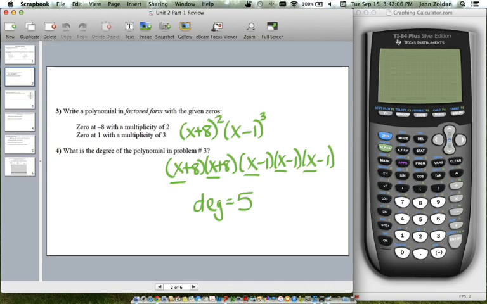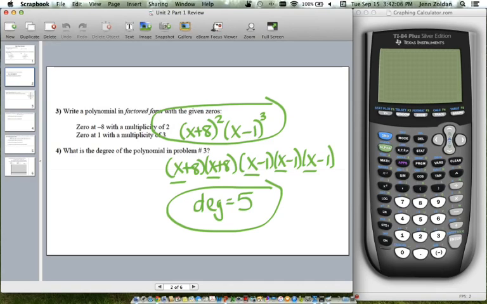You can also look at the multiplicity. This x is used twice, so you have 2 x's. This x is used 3 times, so you have 3 x's, which means you would have an x to the 5th, which still gives you that same degree of 5. So there's your answer for number 3. There's your answer for number 4.